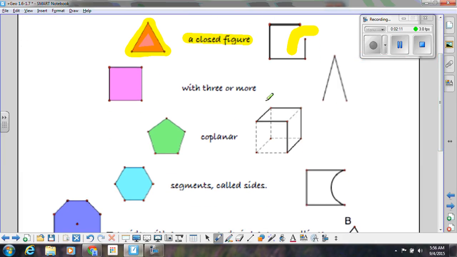It has to have 3 or more. When it says 3 or more, we're talking about sides. So obviously this quadrilateral has 4 sides, but this only has 2. It's trying really hard to be a polygon, but it's not, and that 2-sided figure means it's always open.